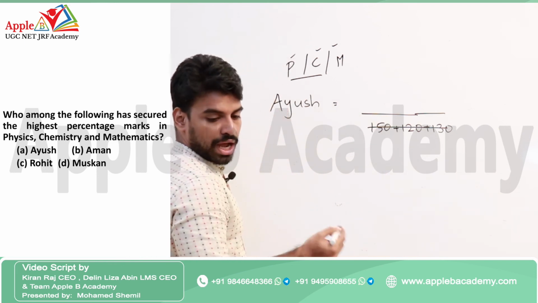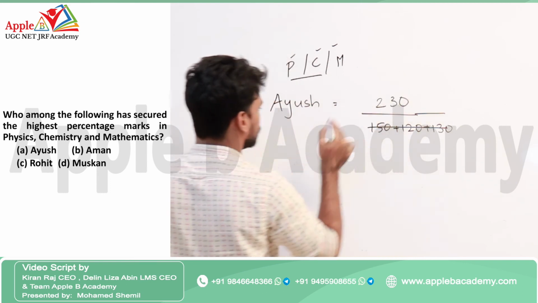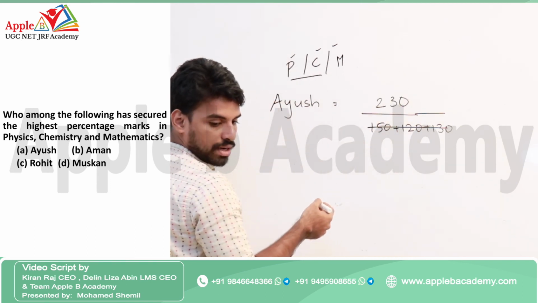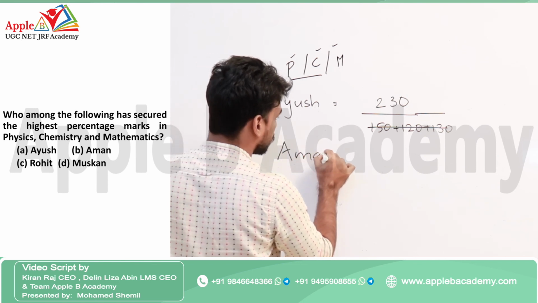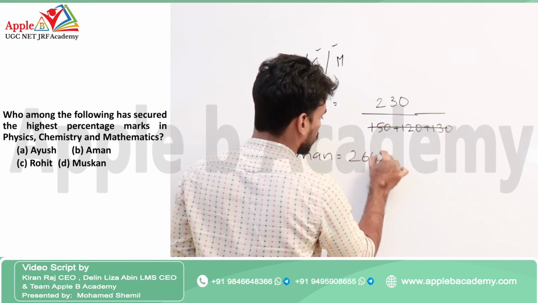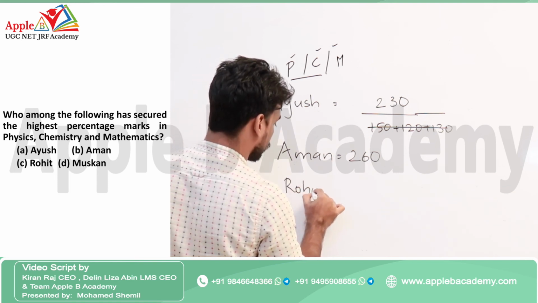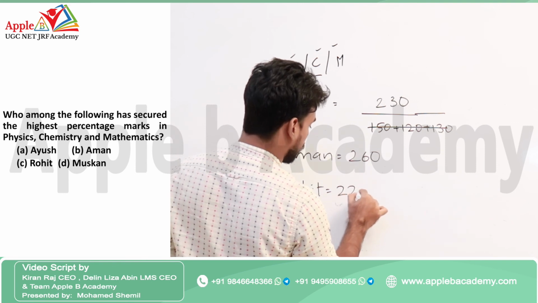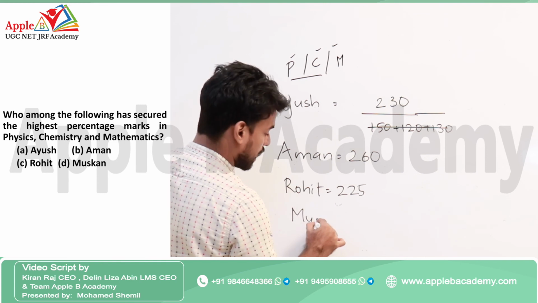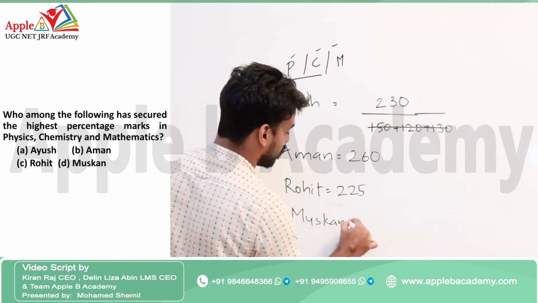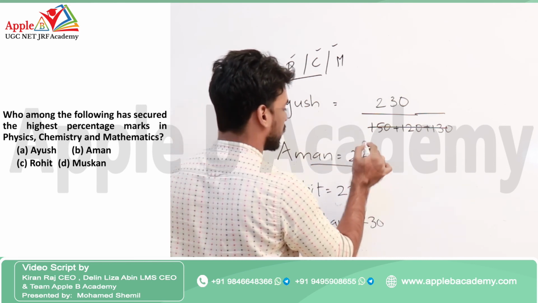So the total for Ayush would be 230 in these PCM subjects. Now for Aman, the value would be 260. Rohit's value would be 225, and the value of Muskan would be 230. So the question is who has the highest percentage? The answer would be Aman, who has the highest percentage.